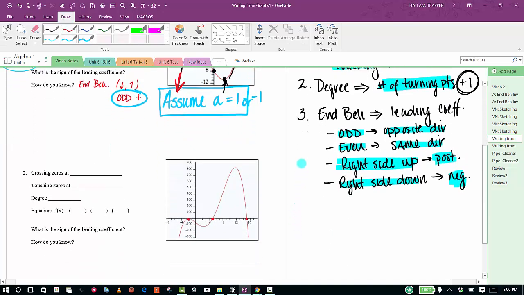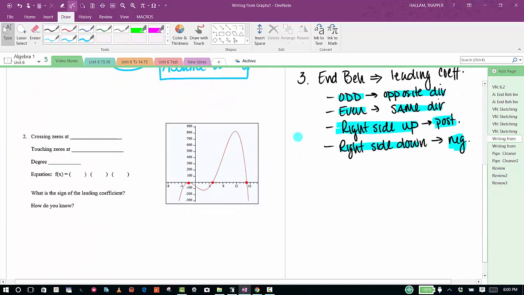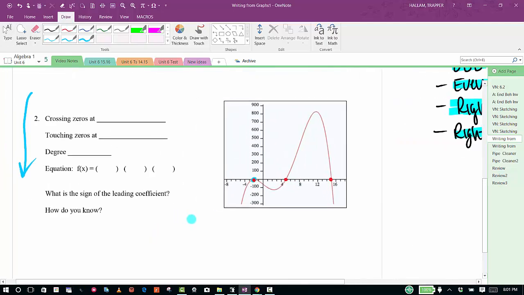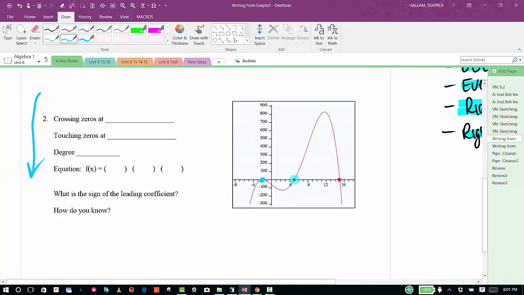Okay. So let's do one from scratch where we don't see any information and see if we can work backward. This will walk us through everything that we just talked about. Let me zoom in a little bit so we can see a little closer. So we've got some zeros here, so let's go ahead and identify those zeros. We've got crossing zeros at, looks like, 5.